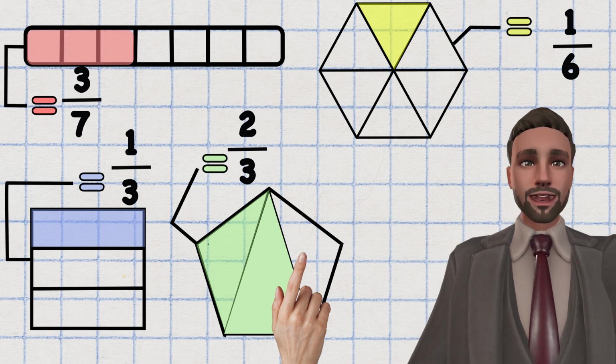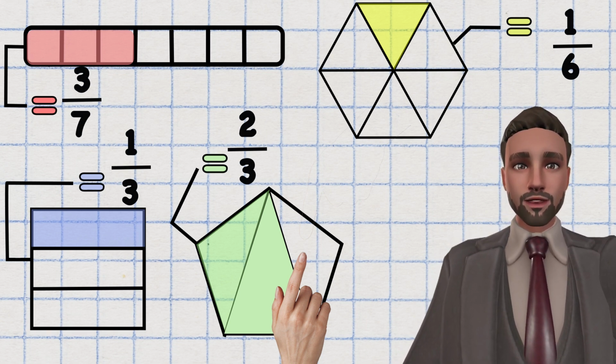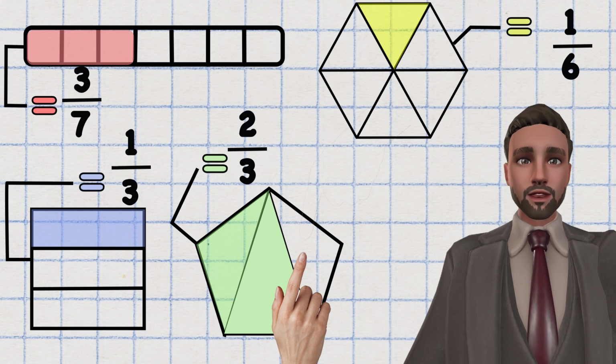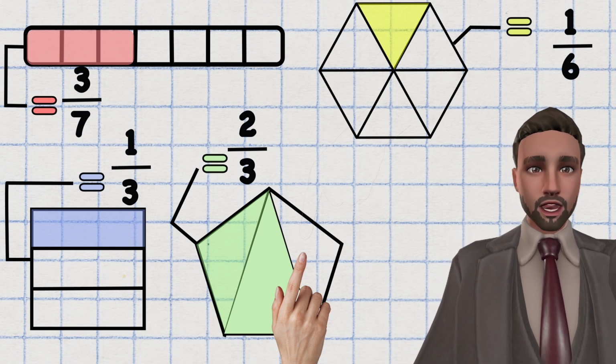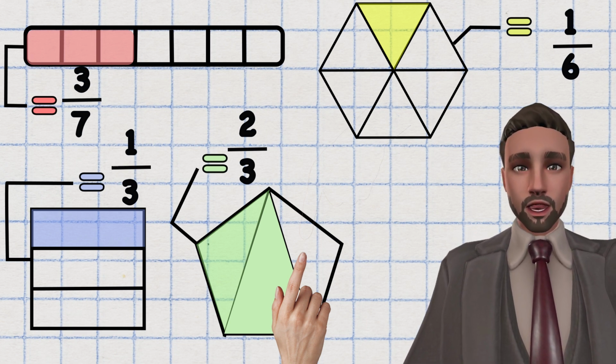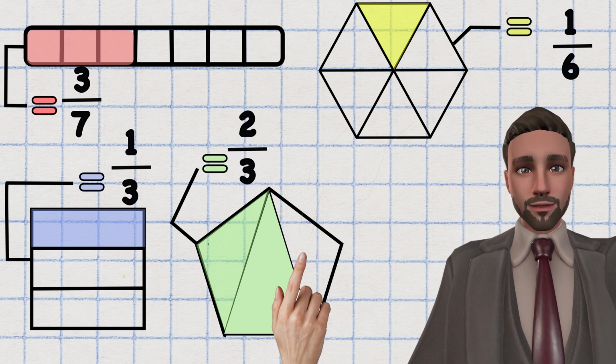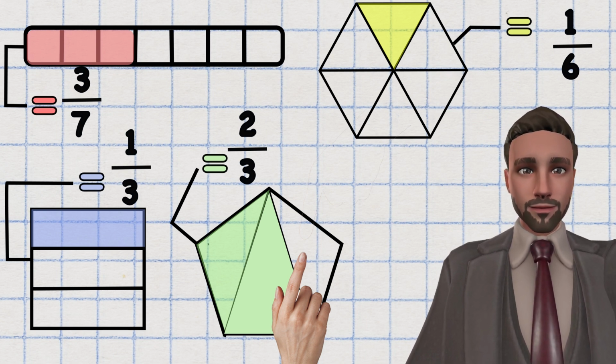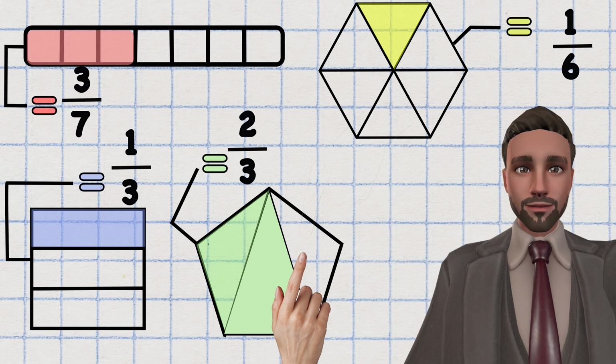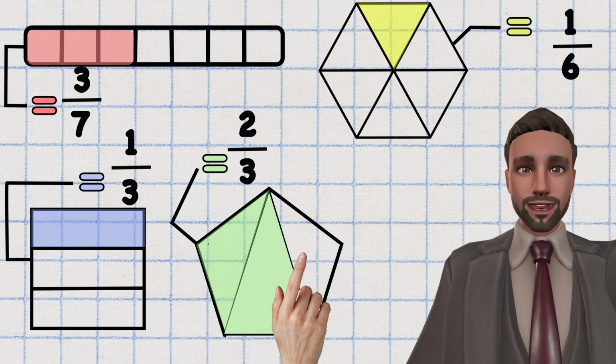I think you're ready to have a go by yourself. All you need to remember is the parts that you have, or the parts that are shaded, go on top, and the parts that make up the whole, or how many pieces the whole has been split into, goes on the bottom. If you want extra support, you can find worksheets and resources in the links below.